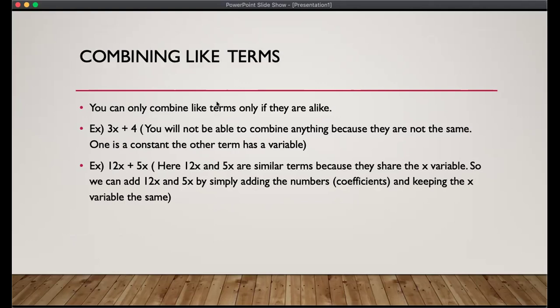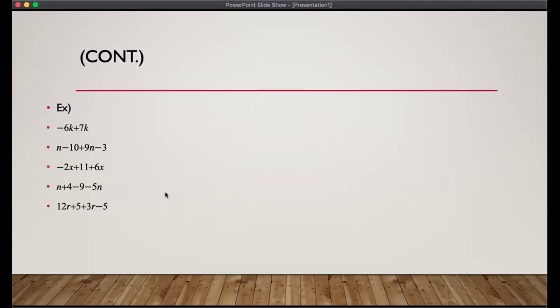All right, you can only combine like terms if they are alike. So notice out here, 3x plus 4. They are not alike, and you cannot combine them because one has an x and one has 4. So we cannot do that. However, if we have an example like 12x plus 5x, we can do it here. Why? Because 12 has an x, 5 has an x. When we combine them, we keep the same variable, but we just add the coefficients. The coefficient here is 12, and here's 5. So all we have to do is 12 plus 5, and that is 17. So this becomes 17x. But it's better to do examples, and we will do examples right here.